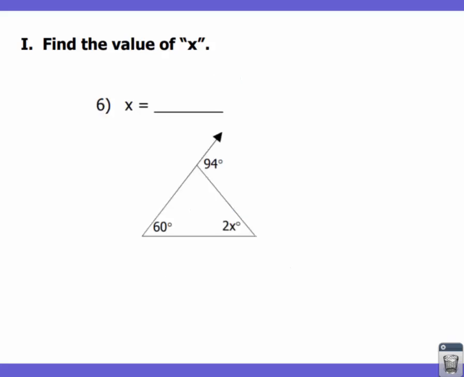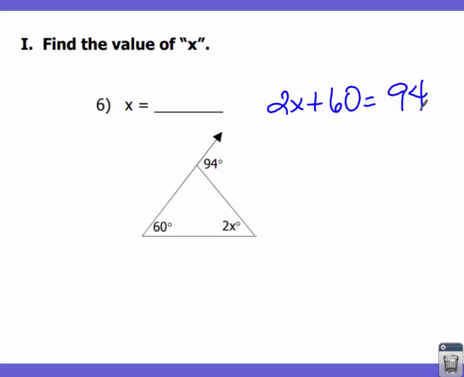So here is an example. Okay, this one says this exterior angle is 94, and I'm looking for the value of x. I'm not looking for this angle measurement. I'm looking for the value of x. So I know that this 94 is equal to 60 plus 2x. So we can write the equation: 2x plus 60 equals 94.